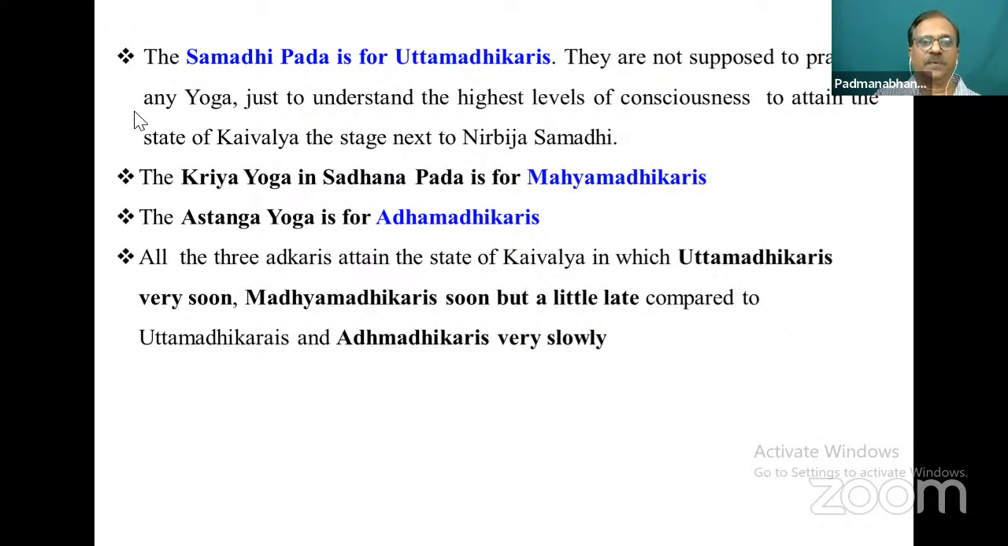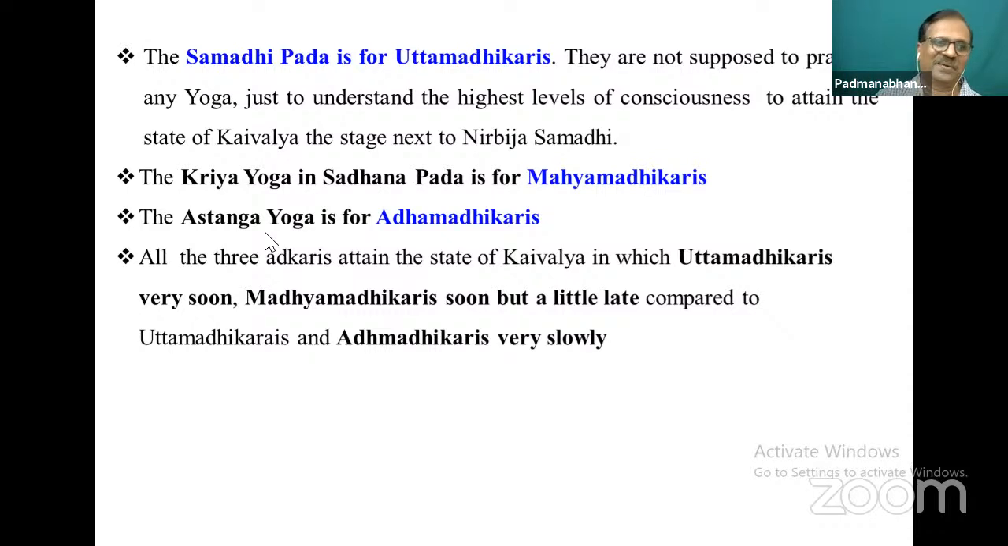And the Ashtanga Yoga is for us. We have to practice Yama, Niyama, Asana, like this, up to Samadhi. So Athamadhikaris or Mandadhikaris, what does it mean? Only the Uttamadhikaris could attain liberation, or the Madhyamadhikaris? No. All the three are eligible.